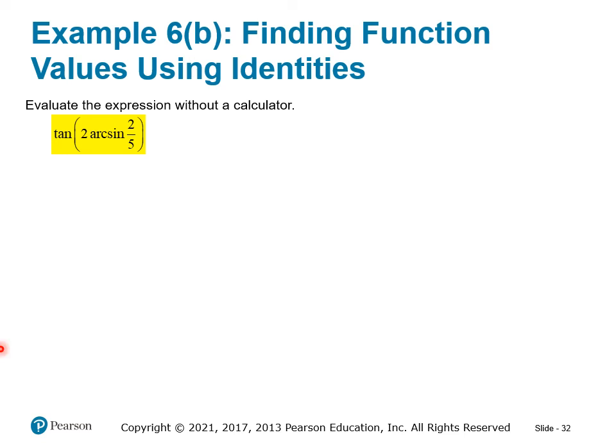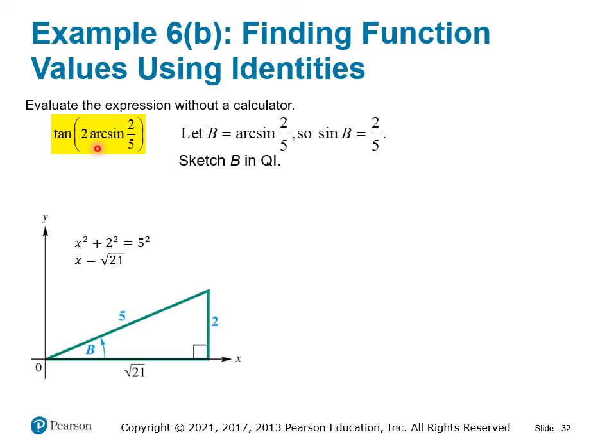Notice here we have the tangent of a double angle. So we're going to be using, again, look for these things, here we have 2 times an angle. So our theta is going to be arcsine 2/5, and then we're going to use the tangent of a double angle identity to solve this problem. Okay, so B equals arcsine 2/5, so sine of B is 2/5. This means we're in quadrant 1. Sine is opposite over hypotenuse, so we're going to sketch this opposite over hypotenuse.